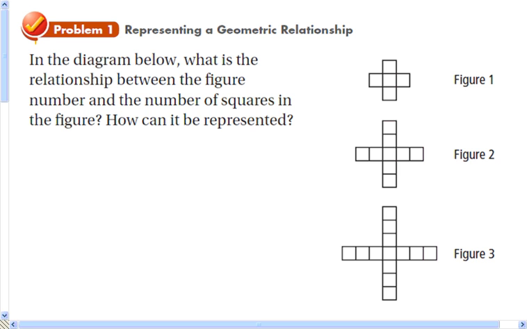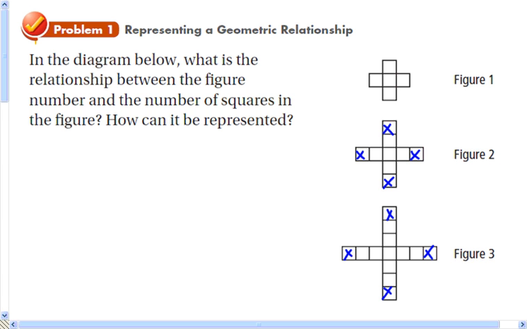All right, so representing a geometric relationship, I noticed in my packet that this figure wasn't drawn, so you might have to go ahead and do that. So we're going to look at this figure, and we see that it's increasing. And if you look closely there, you can see that figure 2 increases by those. And then from figure 2 to figure 3, those are added on. So it seems like we're adding 4 onto the ends each time. We can use that idea to help represent this.